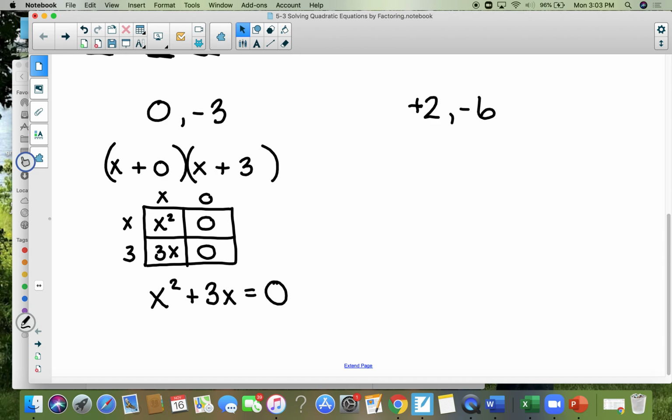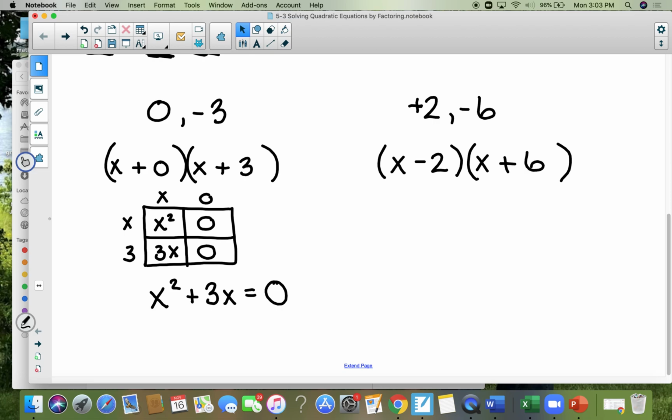Okay, last one. Maybe you want to shut the video off and see if you can do 2 and a negative 6 on your own without me showing you how to do it. So you might want to shut it off and then turn it back on to see if you did it right. If it's a positive 2, you know you need 2 x's. If it's a positive 2, it's a negative 2. If it's a negative 6, it's going to be a positive 6.